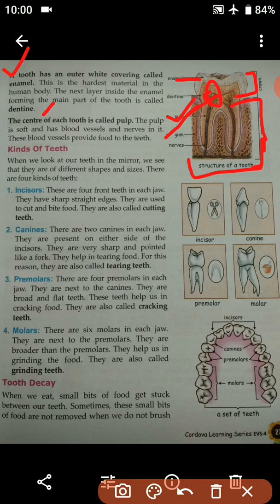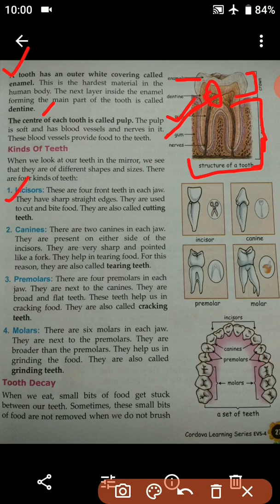So students, we have different kinds of teeth, which we are going to understand one by one. When we look at our teeth in the mirror, we see that they are of different shape and size. I hope all of you have seen your teeth in the mirror, and it is very obvious that you have seen them in different shapes and sizes, right? And there are 4 kinds of teeth. So students, there are basically 4 kinds of teeth.